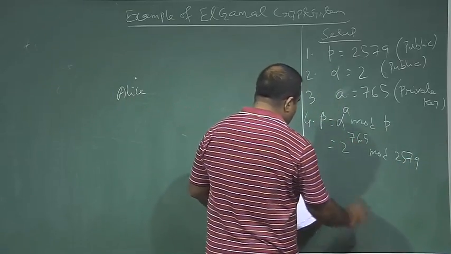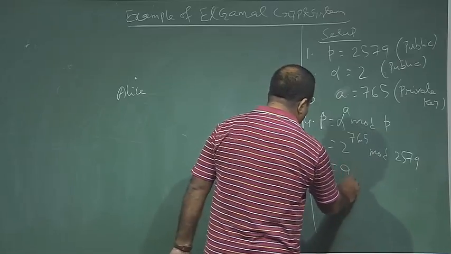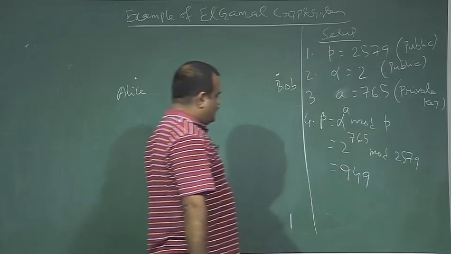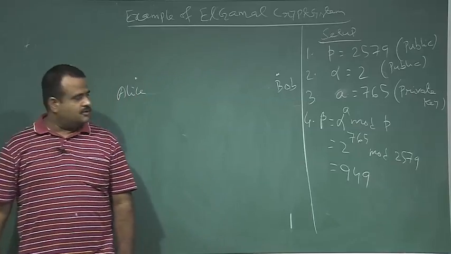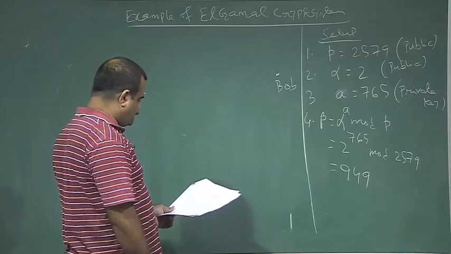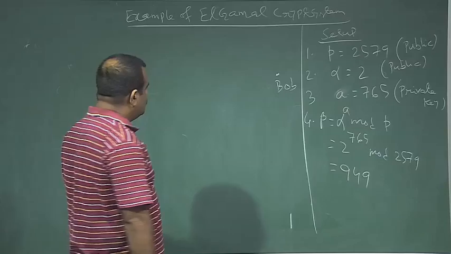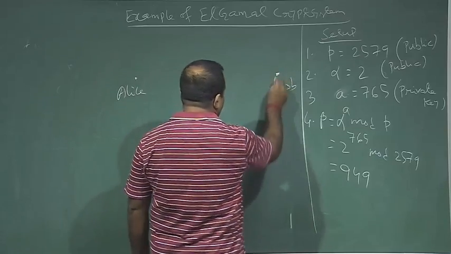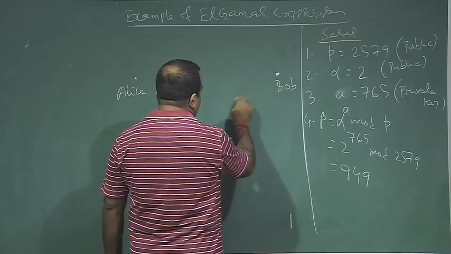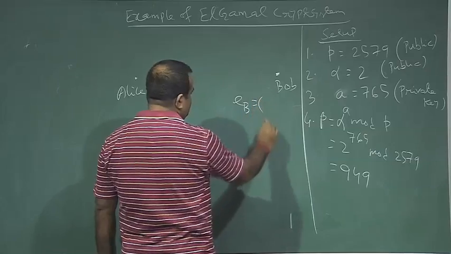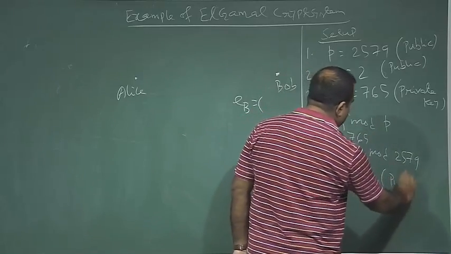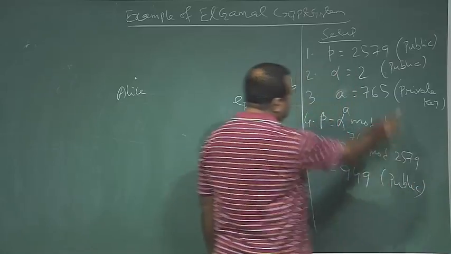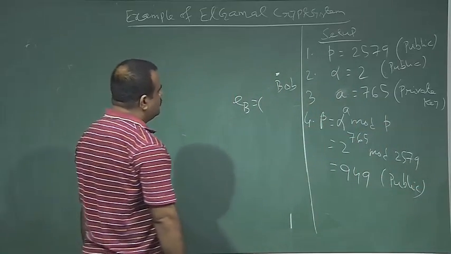So, if we calculate this, this will give us 949. Okay. So, this is beta. Now Bob has both the public key and private key pair. EB is basically all this component. This beta is public, this is also public. So, the only secret is A.